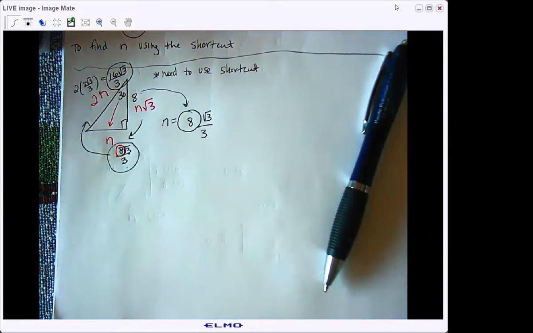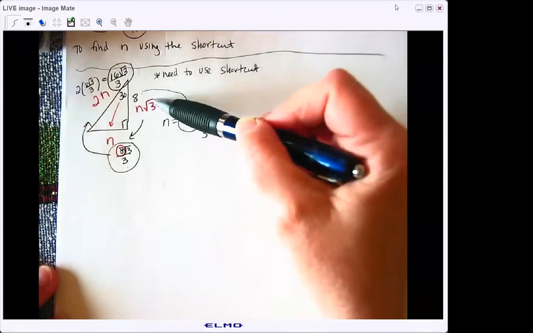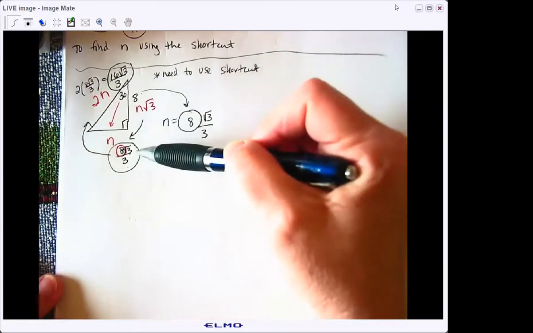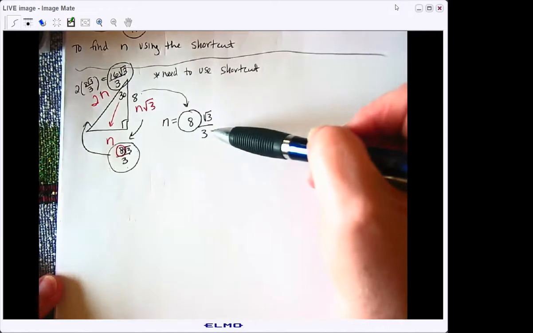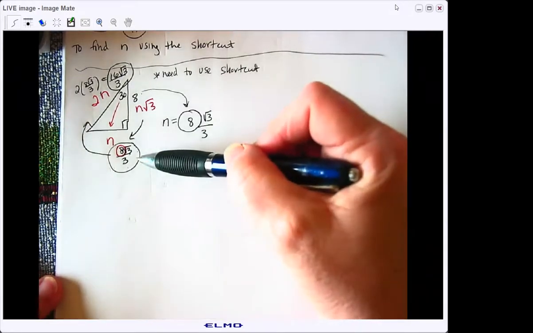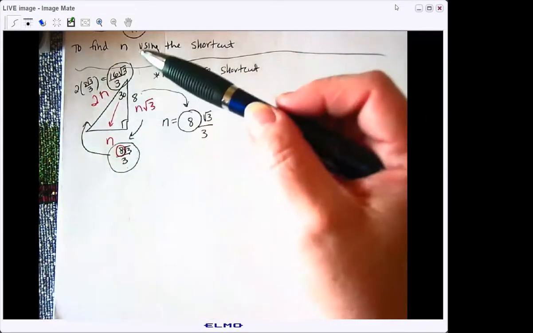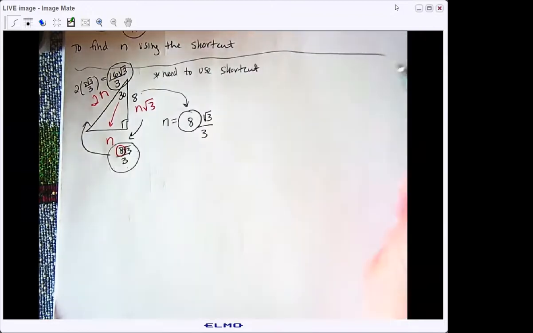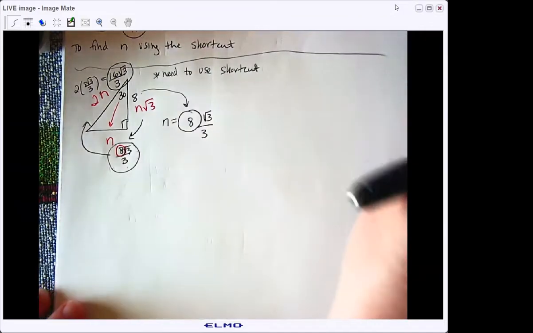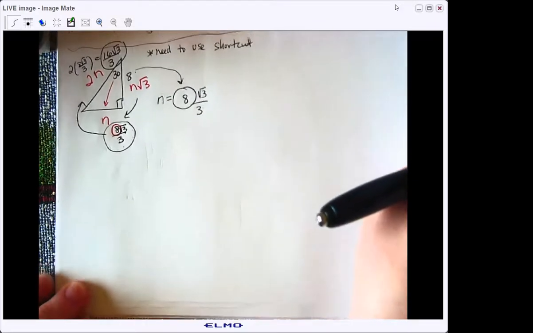So our pattern around this triangle: we were given the long leg, we needed to find the short leg. So we used our shortcut. From there, I needed to multiply by 2. So I multiply by 2 over here, but only the 8. And there's our answer. And last example.